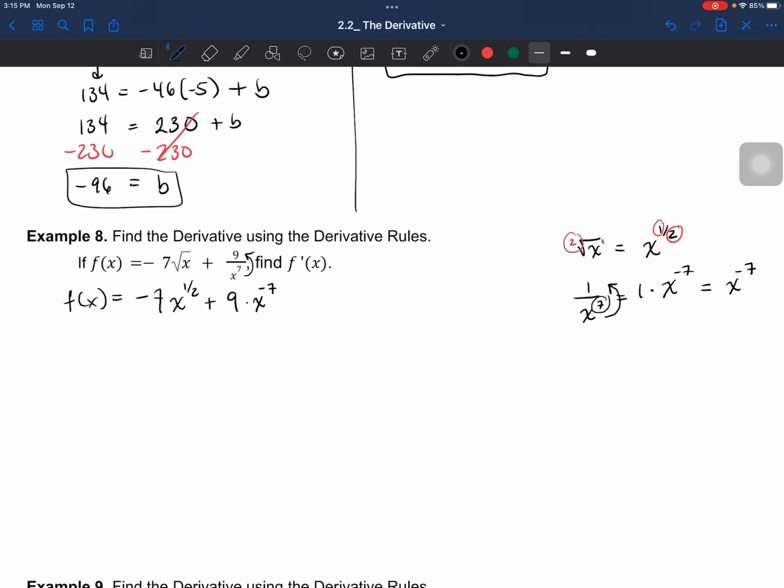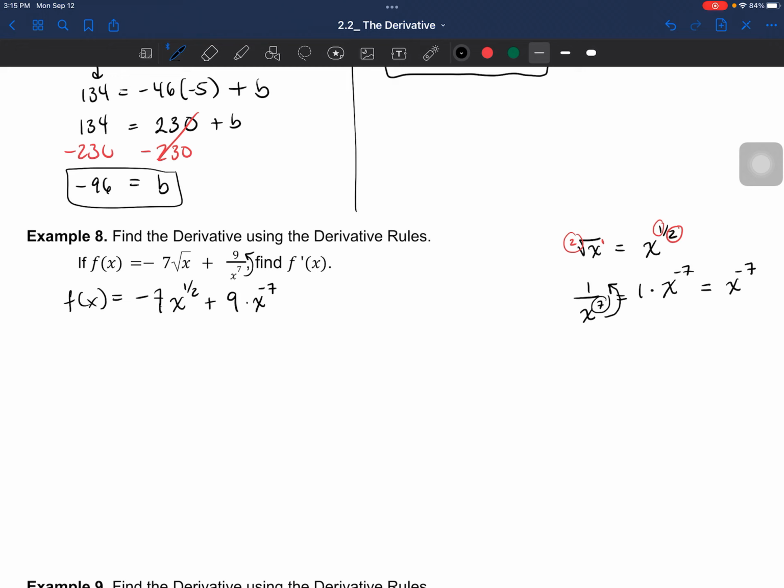Now, if you notice here, now it's consistent with what we know. Now we know which rule to use because now we have powers. So that's the key in this example. That's what we're trying to get from here.